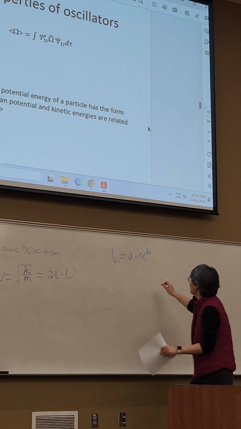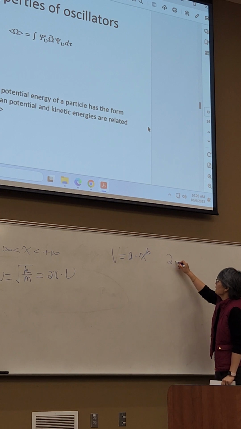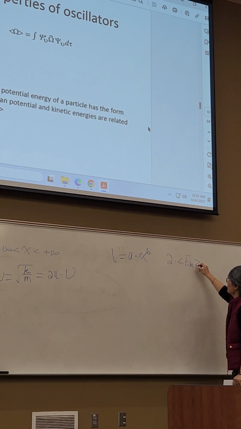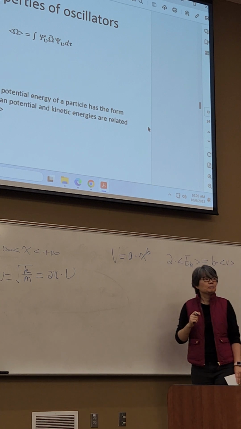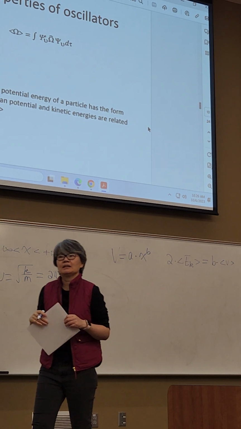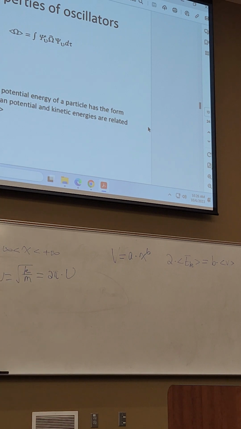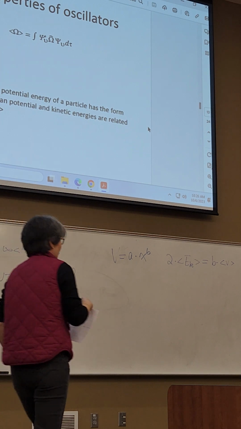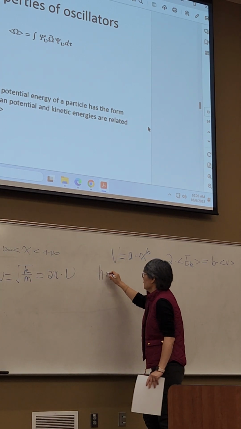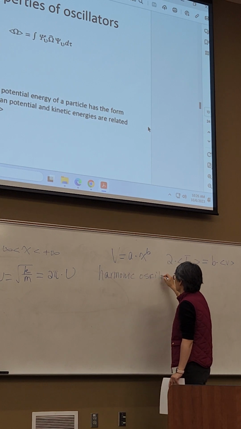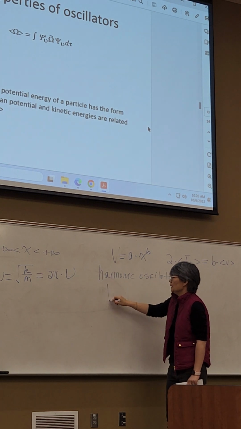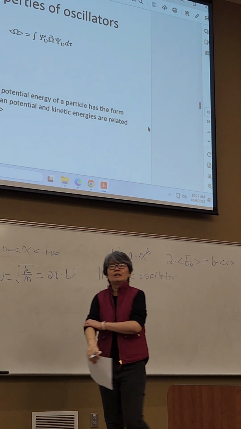So how can that be correlated? If that's the case, then 2 times the average value of the kinetic energy equals the constant B times the average of the potential energy. Now let's evaluate how this theorem applies to our harmonic oscillator. For the harmonic oscillator, what is our expression for the potential energy?